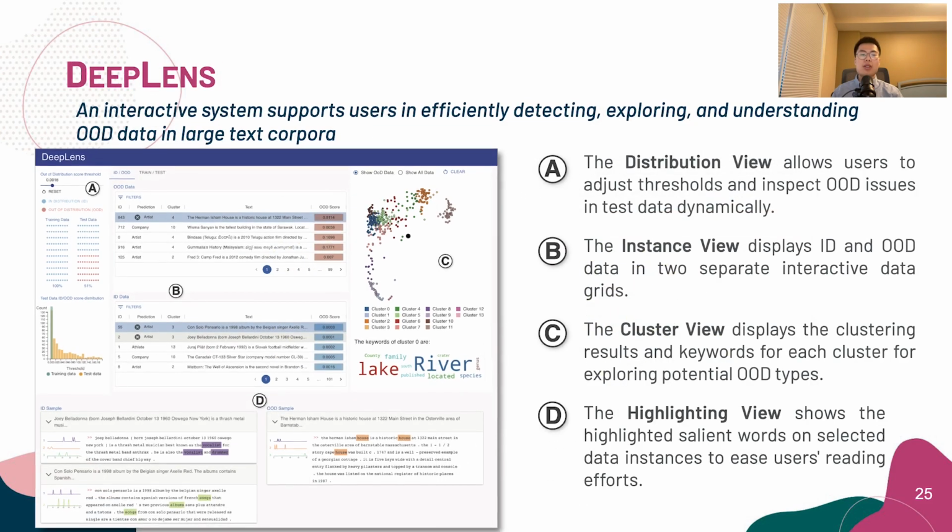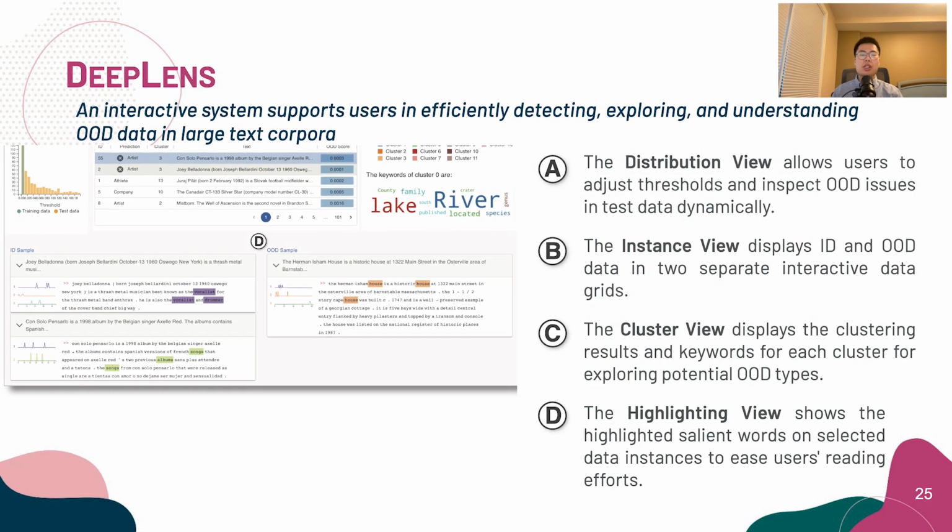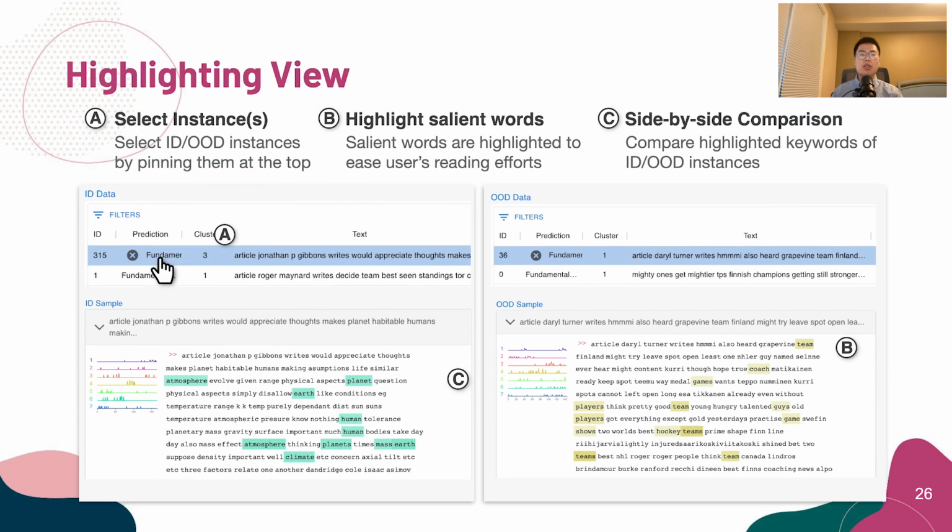The last one is the highlighting view. In the highlighting view, users can compare the ID and OOD data that they selected from the instance view or the cluster view. We use neuron activation analysis to highlight the semantically similar salient words. In this way, users can quickly learn about the topic of a long text without reading it in detail.